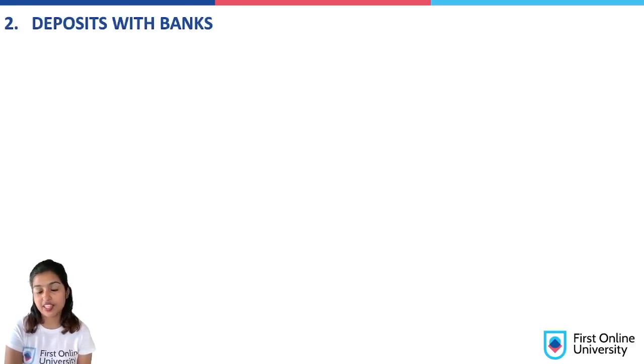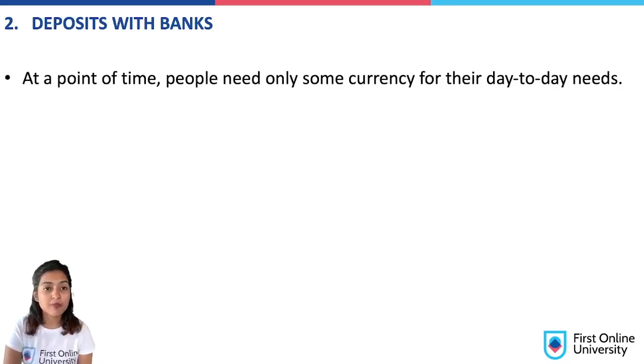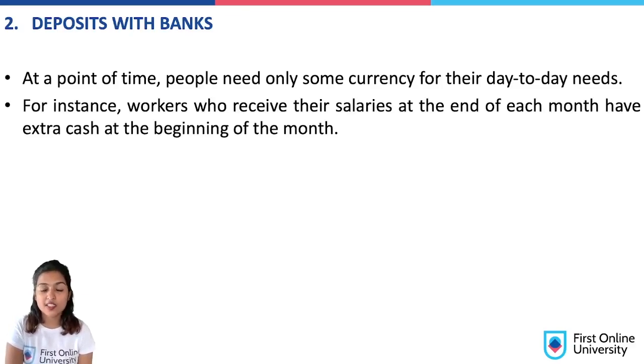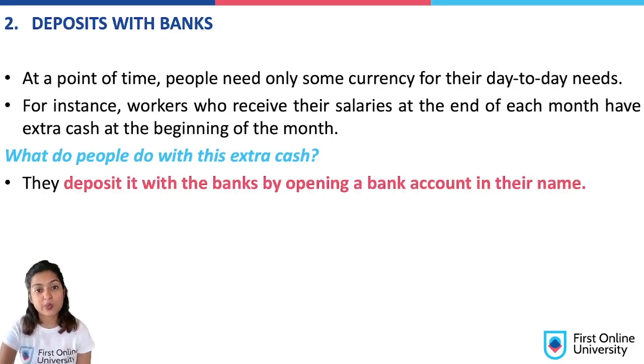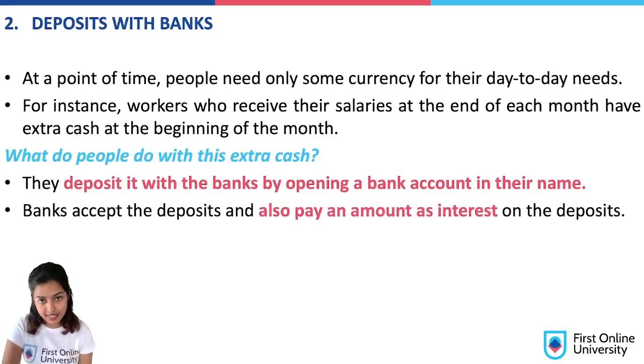The next kind of money we have is the deposits that we hold with banks. At a point of time, people need only some currency for their day-to-day needs. They definitely do not require all the currency they have. They just need to satisfy their basic needs. For instance, workers who receive their salaries at the end of each month generally have extra cash at the beginning of the next month. So what do people exactly do with such extra cash? They will definitely not want to use the entire extra cash in one day, right? So they deposit it with the banks by opening a bank account in their name.